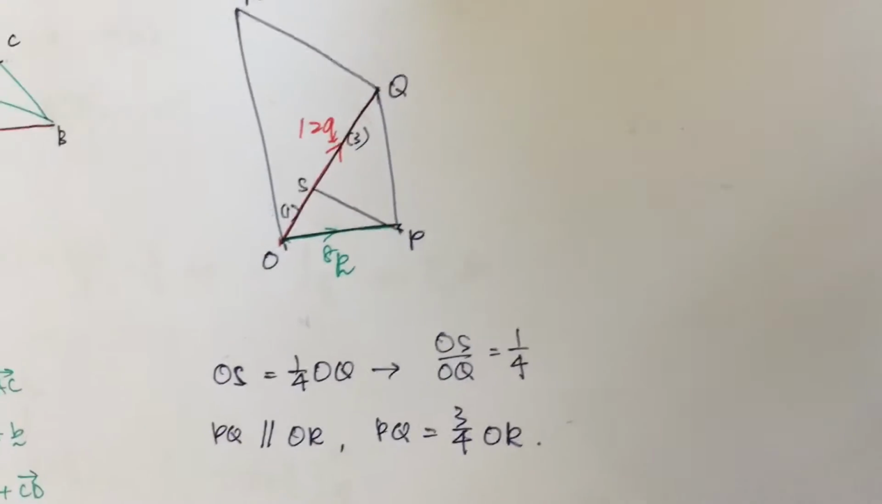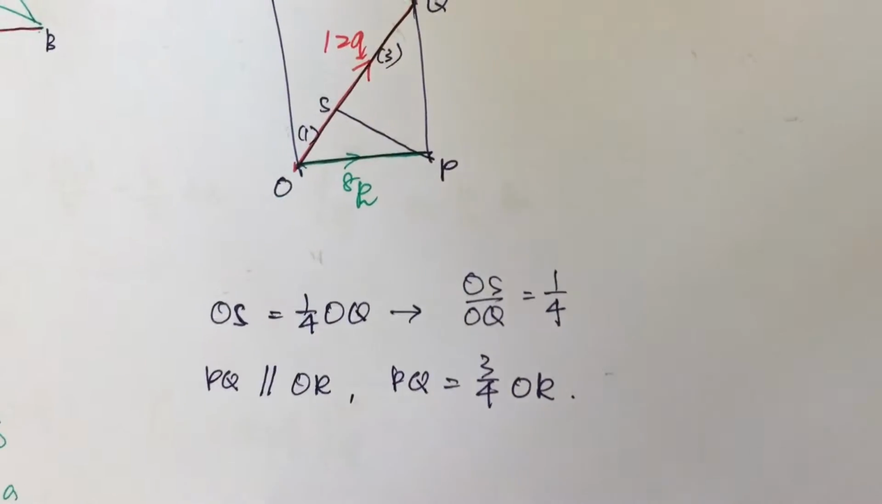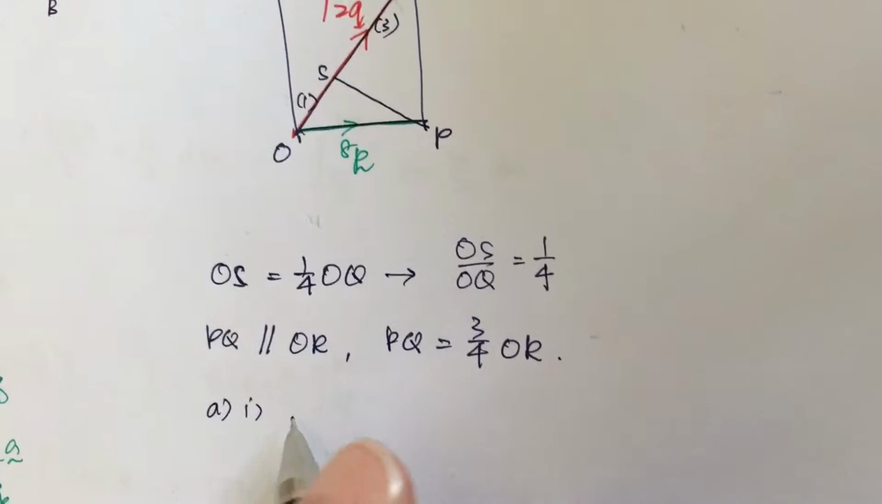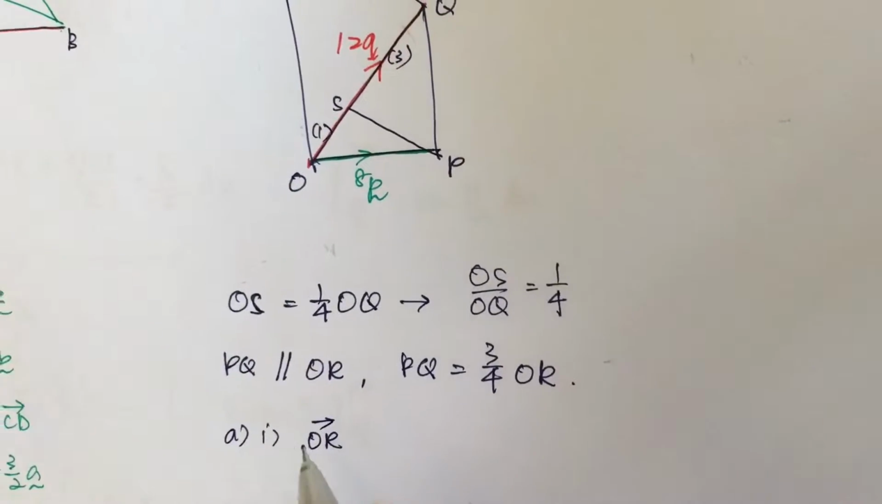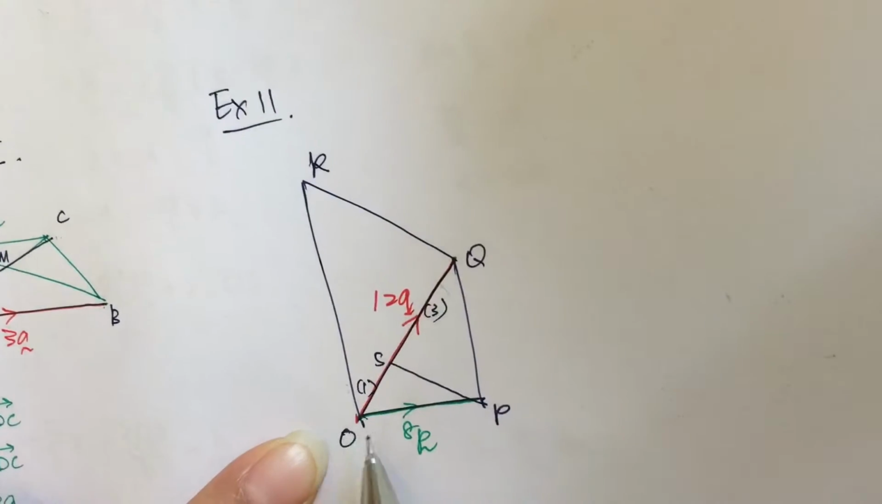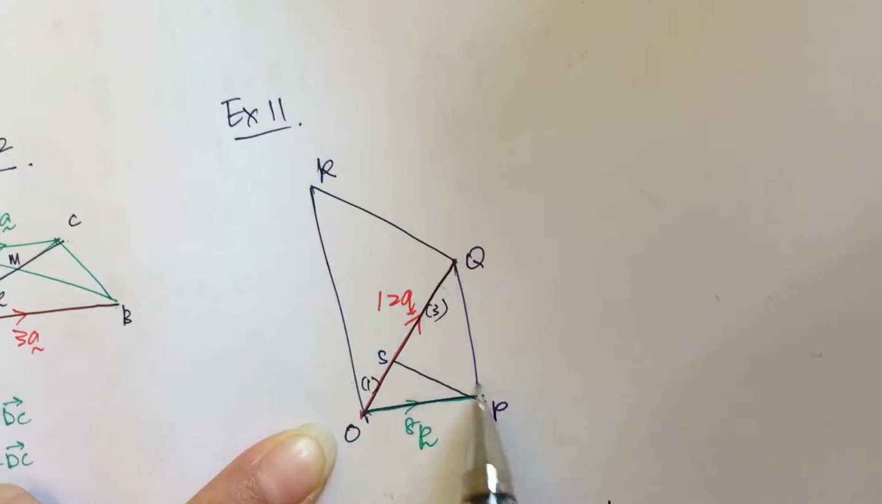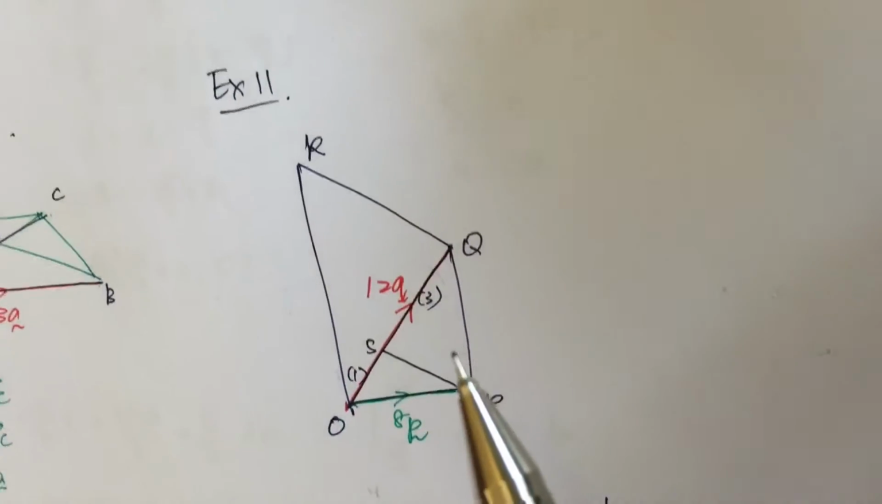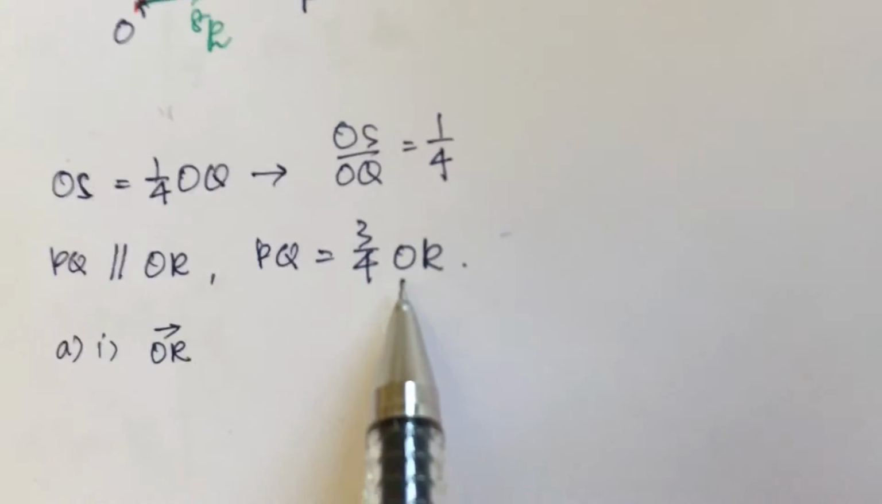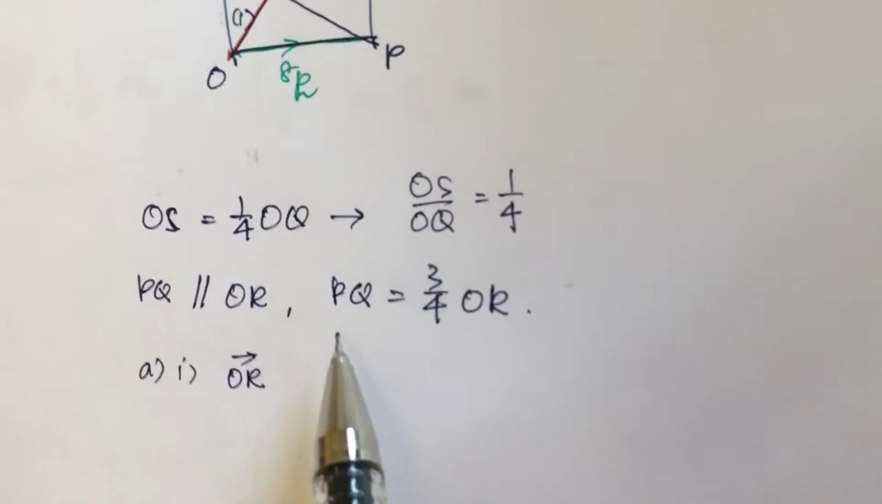Now the first question is asking for OR. Now I don't have anything that links me from point O to point R. Even this side is missing vectors, right? So then we have to look at the question. What did they give us? They give us this clue. PQ is 3 over 4 OR. So OR, bring over the 3 over 4, so you get 4 over 3.